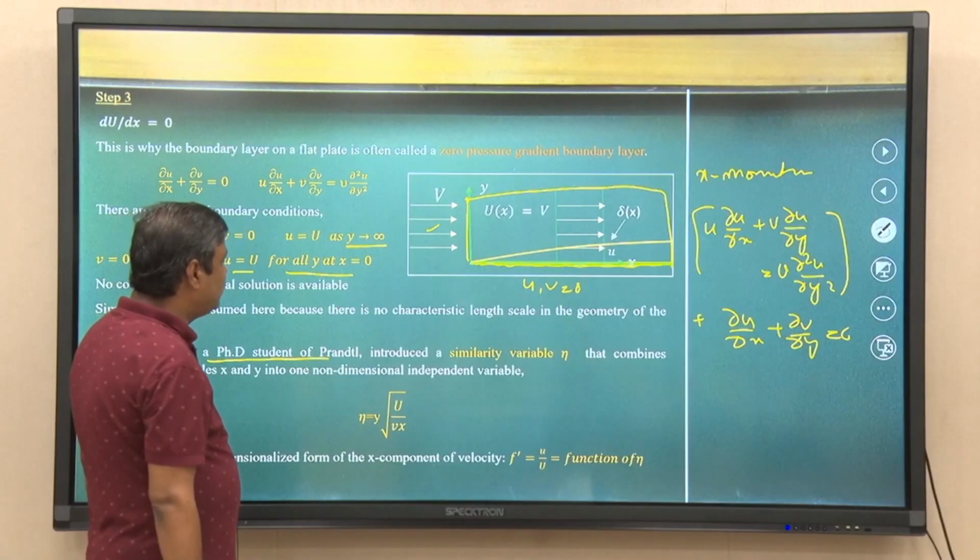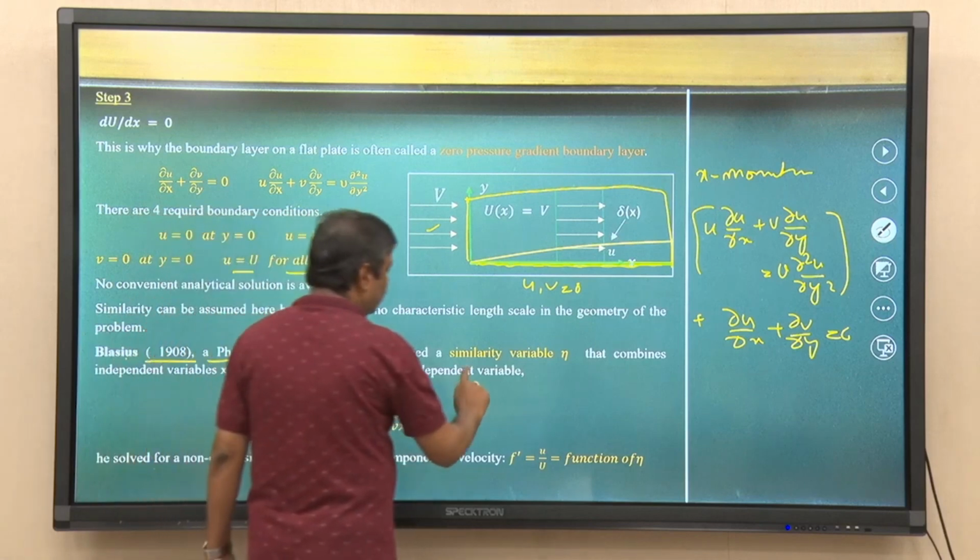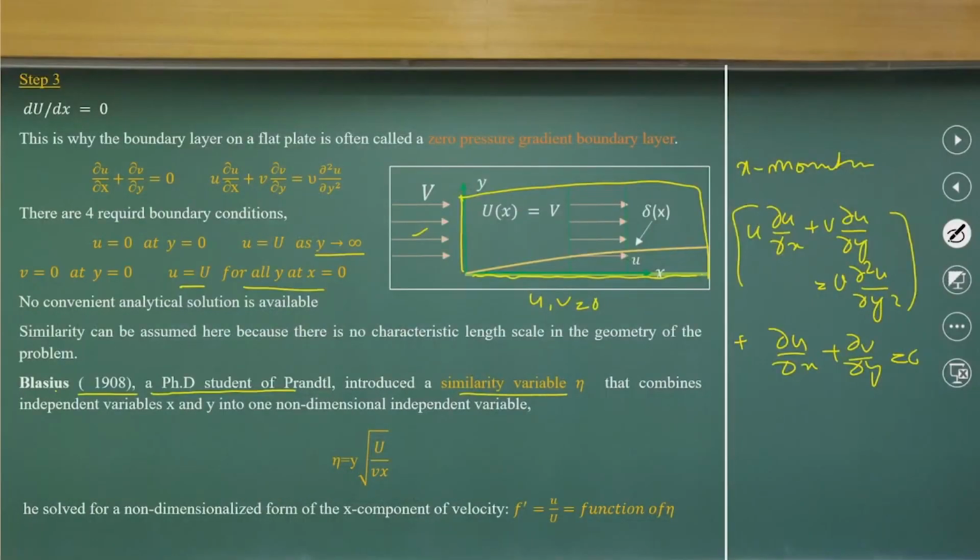Okay. He introduced similarity variables. I am not going into more details to solve these equations with these boundary conditions. These are non-dimensional independent variables in terms of free stream velocity and viscosity, and x and y, the directions. That is the reason he tried to find what the functions could be, using the similarity variables.